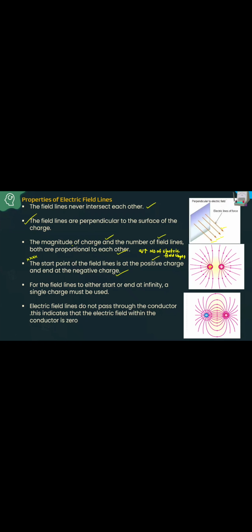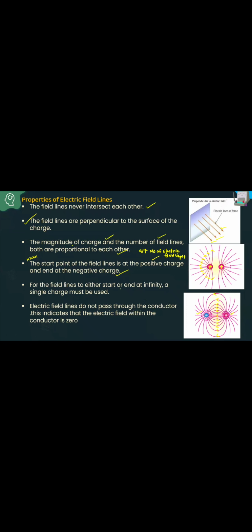You see, if both are positive charges, then the field lines are away from the positive charge, meaning starting at a positive charge. It is starting at a positive charge, which means it ends at a negative charge. If you see, this is the negative charge, this is the positive charge. The field lines are moving from positive charge to negative charge. This is one of the properties of the electric field lines.